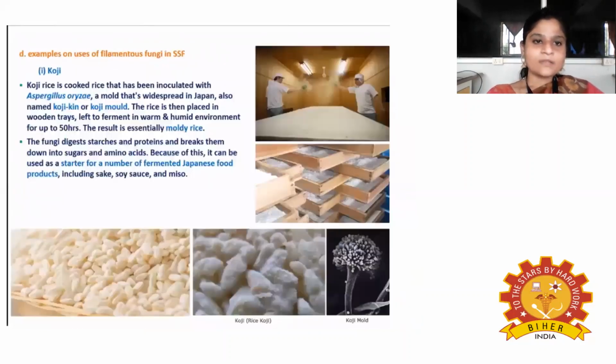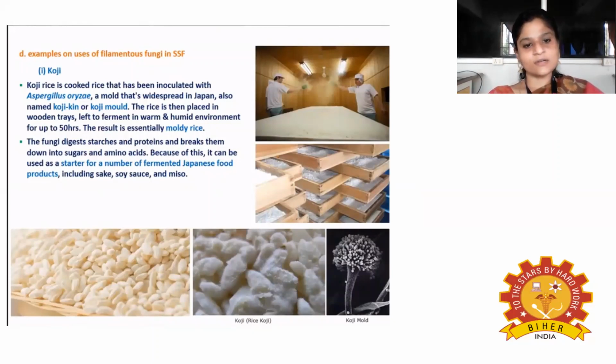Okay. Right. So next is examples on uses of this filamentous fungi in solid state fermentation process. So what is koji? It is cooked rice that has been inoculated with Aspergillus oryzae, a mold that's widespread in Japan, also named kojikin or koji mold. The rice is then placed in wooden trays, left to ferment in a warm and humid environment for up to 50 hours, and the result is essentially moldy rice.